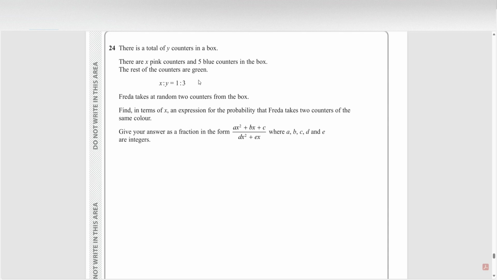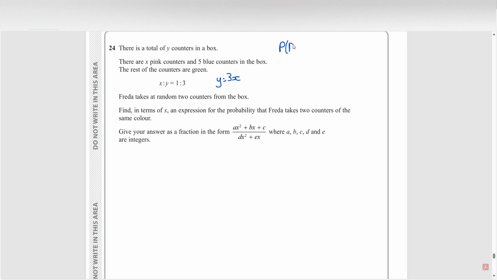So if we've got a ratio of x to y is 1 to 3, we can write that as y is equal to 3x. We could also have it as x is equal to 1/3 y, but we probably want to try and avoid having some fractions in there. So that means we can now think about the probabilities of each one.